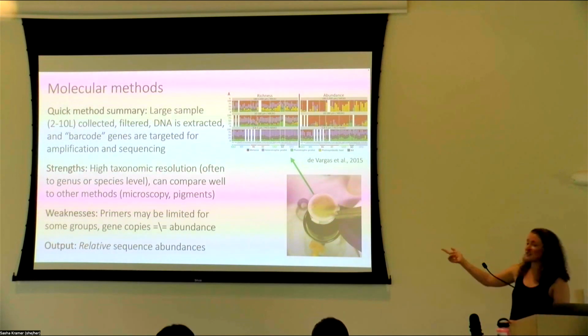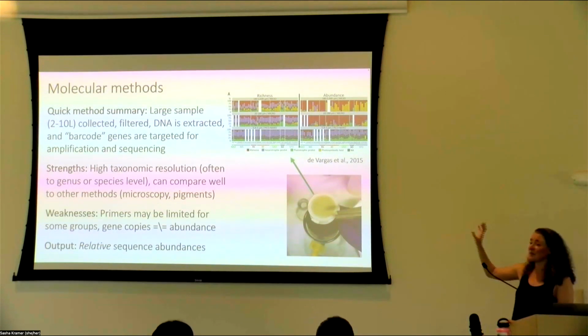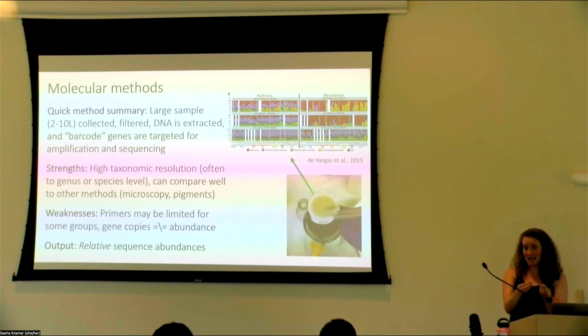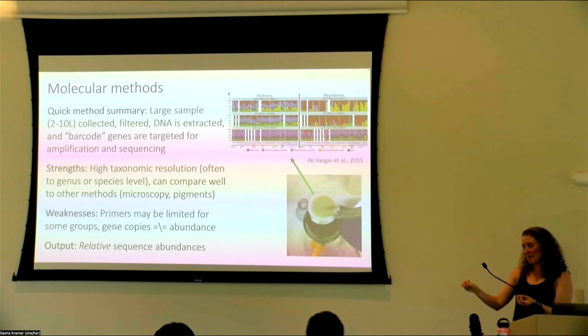I also put up this note that gene copies does not equal abundance. What you're counting with these DNA methods is a barcode that's in each gene, but a phytoplankton might have multiple copies of that gene. So instead of having one gene in one cell, you might have 10 genes in that one cell.